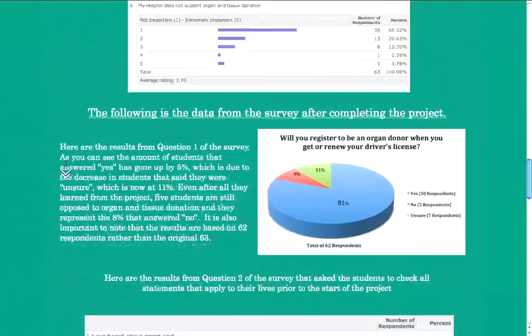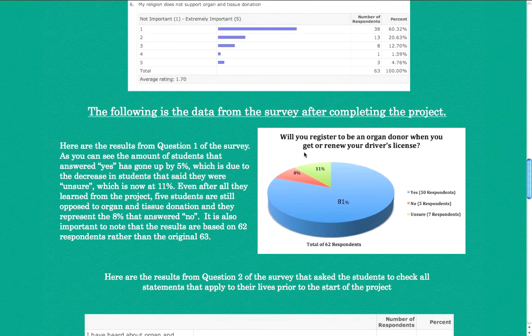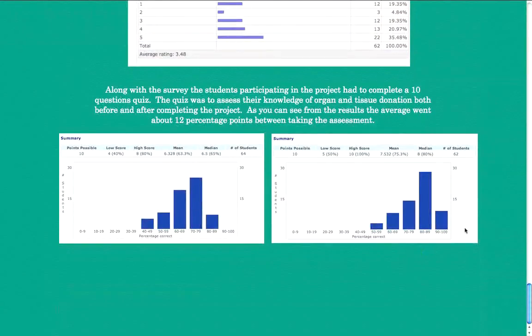And just to scroll down, you can see this is our data from after completing the project. We actually went up from 48 students who said yes to 50 students, and our number went down from unsure from 11 to 7. So very happy to see those numbers. And also very happy to see this number here.